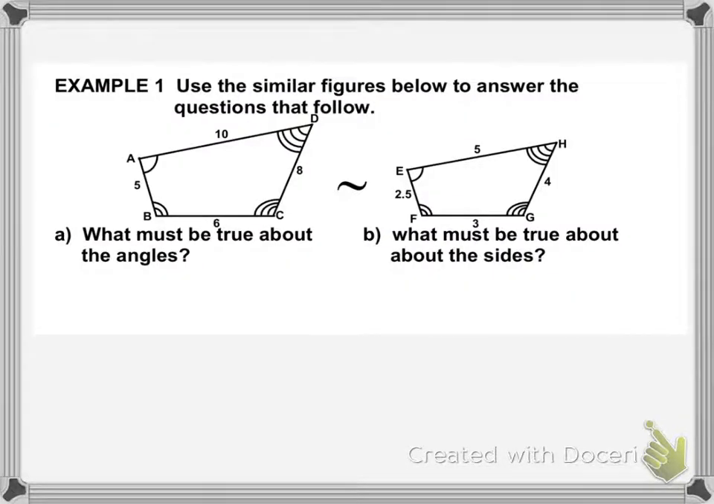Okay, example 1. Use the similar figures below to answer the questions that follow. So we're told they're similar. There's also this symbol here. This is the symbol for similar. It's kind of like what's at the top of a congruent symbol, the equal sign with the little wiggle. I don't know what it's called, but it's a symbol for similar. So if you see that, you know that the sides are proportional and the angles are congruent, corresponding sides and corresponding angles. So A says, what must be true about the angles?